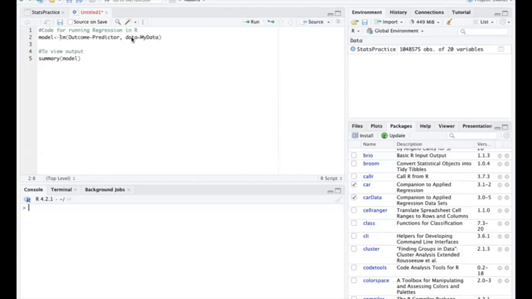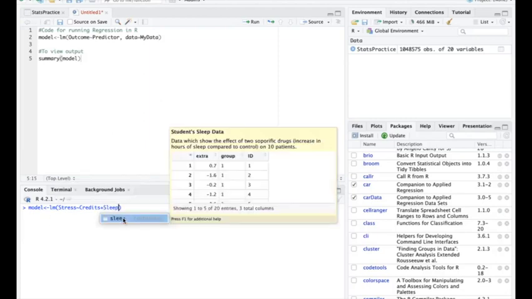predictor, comma, and then data equals the name of your data set. We can save this as a model using the goes into symbol so that we can then view the output by taking a summary of the model. So using our variables, we could say model, the goes into symbol, lm, stress, because that is our outcome variable, the tilde sign, credits and sleep. So you can use the plus sign if you have more than one variable that you're using.